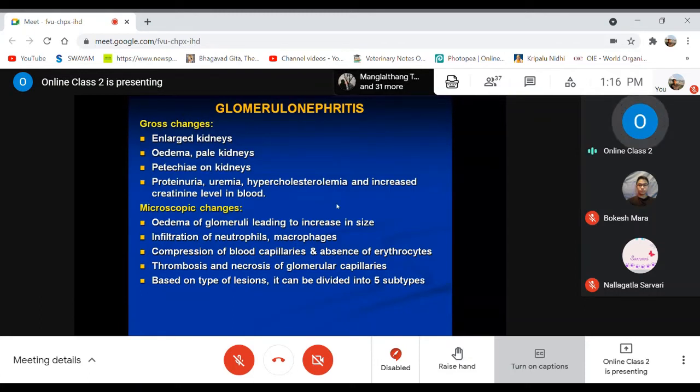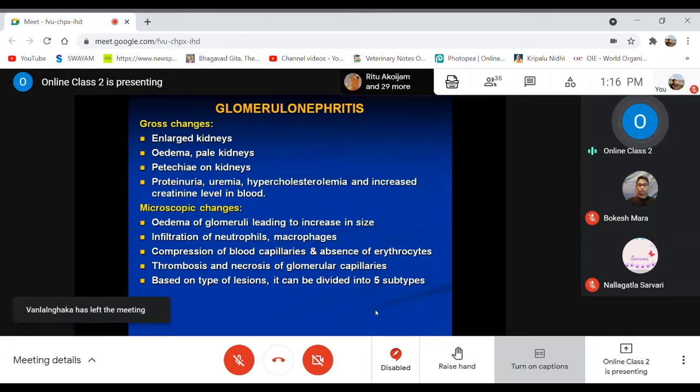And microscopically, if you see the glomeruli mostly, that very particular part will show the inflammatory reaction with infiltration of many inflammatory cells, mostly neutrophils, macrophages, and sometimes a few lymphocytes. And there may be compression of the blood capillaries with absence of erythrocytes. And sometimes there may be formation of thrombosis and necrotic lesions of the glomerular capillaries.